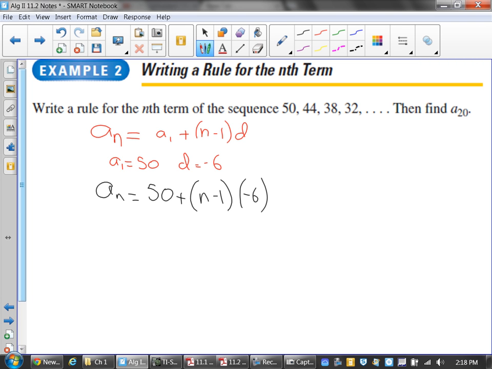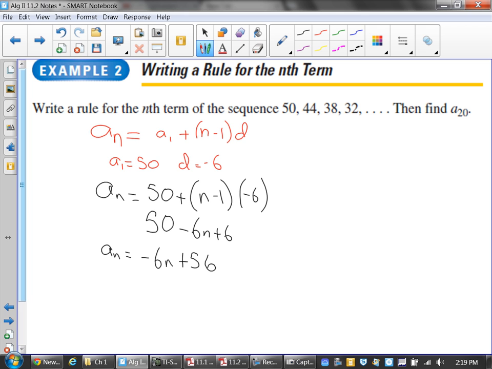What are you going to screw up? Very good. You're going to distribute the negative incorrectly. Just be careful with that. See it every day, all the time. Whenever there's a distributive property with a negative symbol, most people screw it up. Don't do that. So you get 50 minus 6n plus 6. If you wrote it as 56 minus 6n, perfectly fine. Absolutely nothing wrong with that.